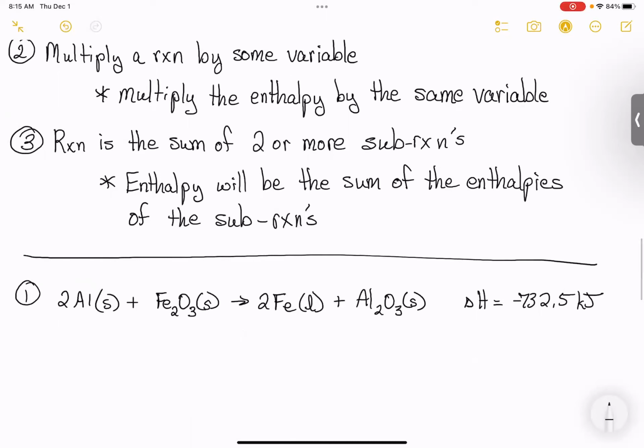So let's take this, one of my favorite reactions. I don't know if I've already said this to this class, but I tend to be a pyromaniac. I love reactions that involve fire. And this, folks, is the thermite reaction.